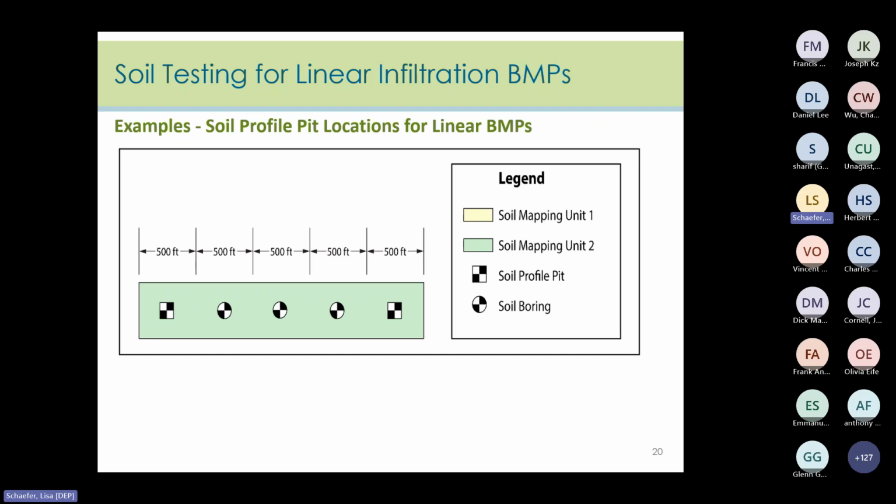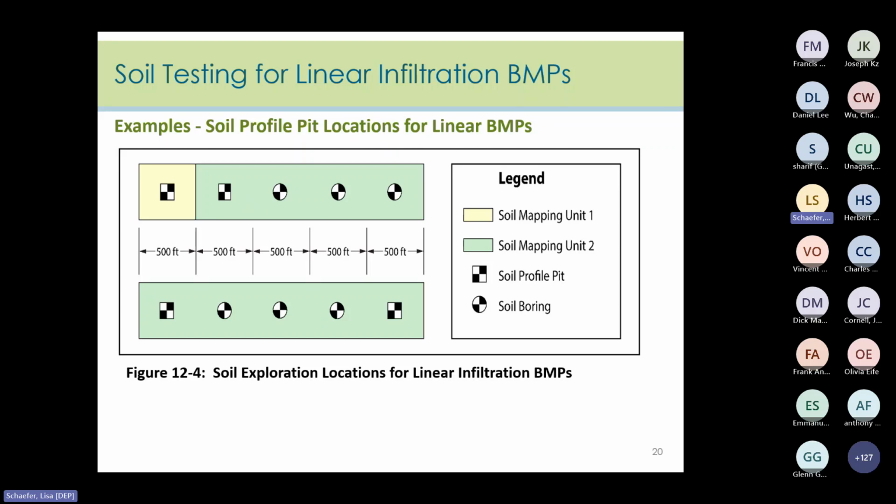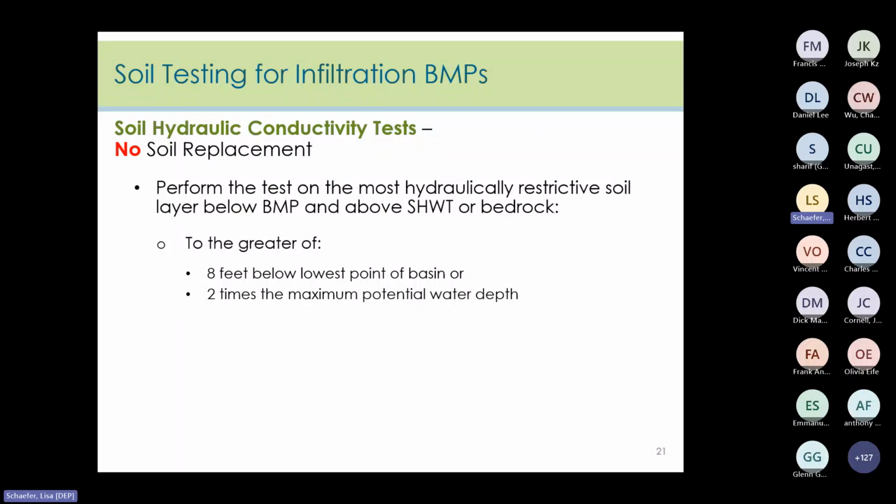For the second example, there's a linear infiltration BMP with a total length of 2,500 feet, and it's all within 1 soil mapping unit. So what's needed is the required pit for the first 500 linear feet, followed by one boring for each additional 500-foot increment, and then one more pit for the additional 2,000 linear feet after the first 500 feet covered by the initial pit. Okay, these examples are figure 12-4 in chapter 12 of the BMP manual. I always go back and check them every time I'm reviewing something.